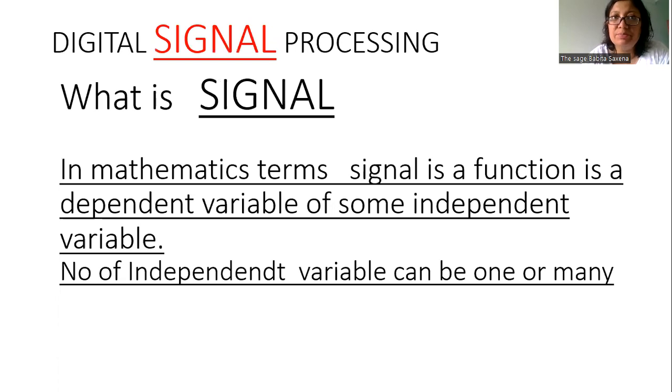Now, what is the signal? In digital signal processing, you have already seen that the university focused on the signal. So first we have to read what the signal is. The formal definition of the signal in mathematical terms: signal is a function of some independent variable. What is the function? Function is a dependent variable. Well, it is a variable, but it is dependent on some independent variable. The number of independent variables can be one or many.